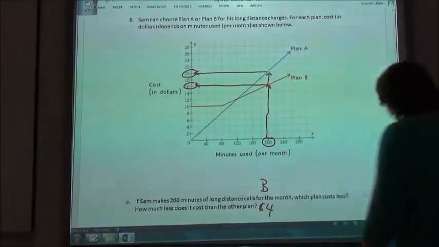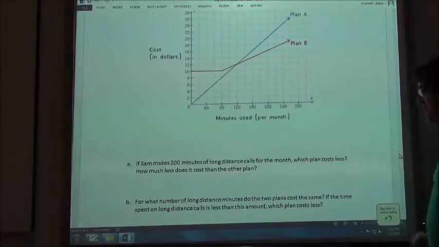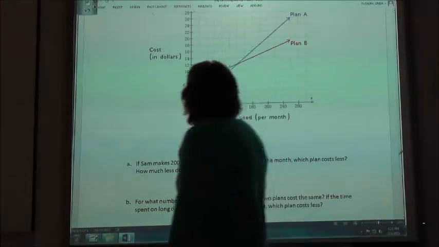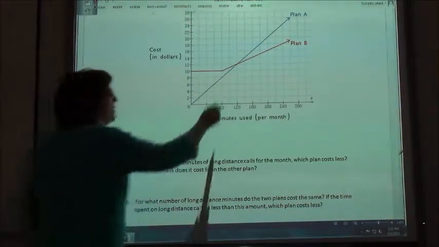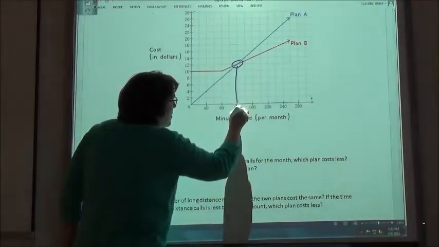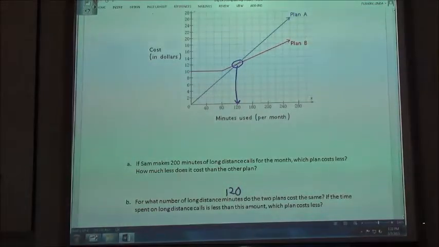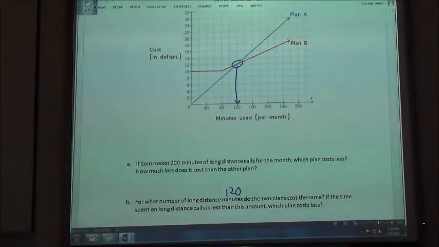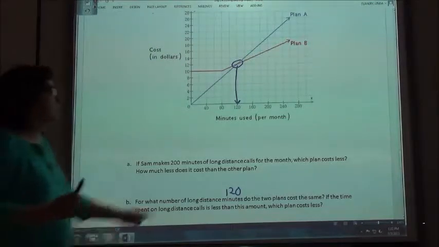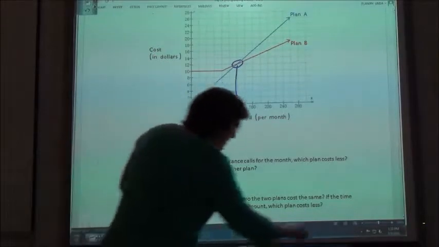Now to see the second part of that, I still need the graph. For what number of long distance minutes do the two plans cost the same? 120. Right here's where they intersect. If I go straight down to the number of minutes, 120 minutes. If the time spent on long distance calls is less than this amount, so use the 40 or the 80, which plan is going to cost me less? Plan A is going to cost me less. That's the first line I run into, right? Plan A.